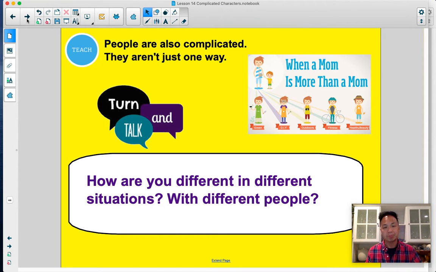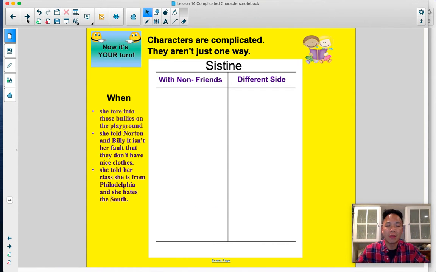You can express yourself differently with those people. So, a great exercise we're going to try today is something that you can do in your read aloud notebook. If you don't have a read aloud notebook, you can use a piece of paper for this, and you can draw a T chart with two columns. We're going to take our friend Sistine from The Tiger Rising because we know her so well. I've just made this T chart where we can talk about the way that she acts with people that are not her friends, what I call the non-friends.